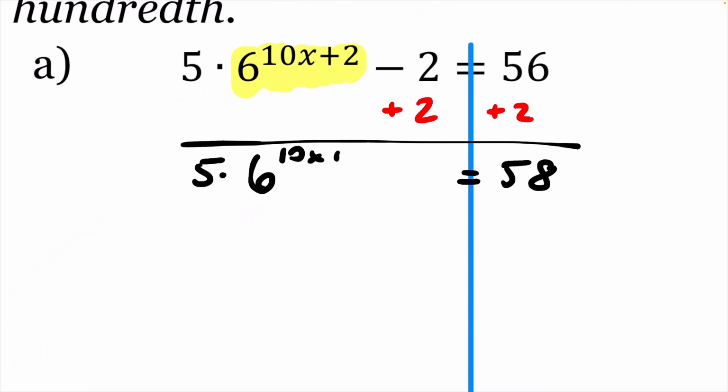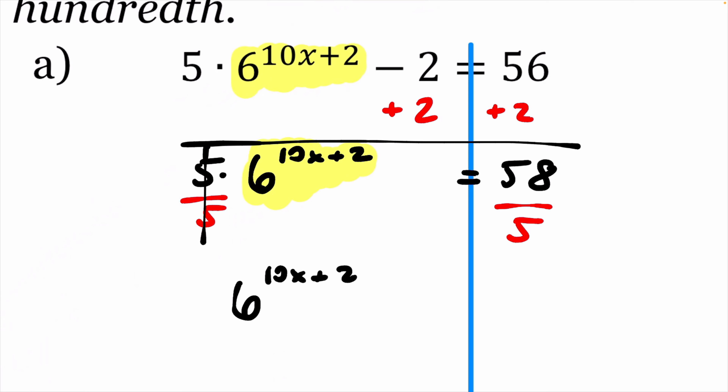Bring down everything I haven't used. Now I can divide. I'm not going to divide that in my calculator yet because I'm not ready to round, because I'm not at my answer yet. So I'm just going to keep it as 58 over 5.